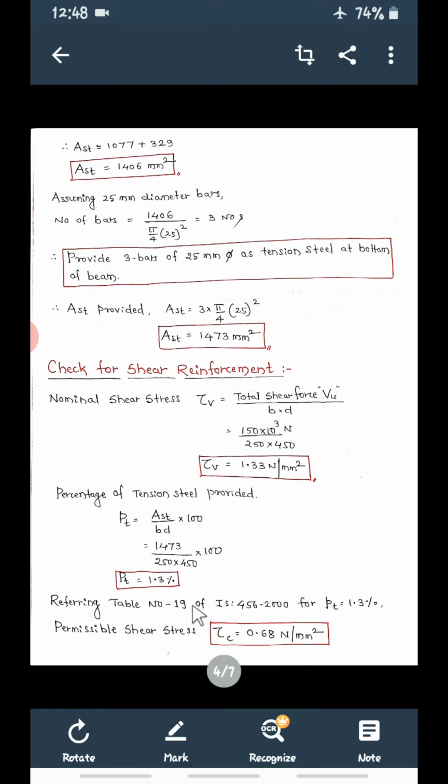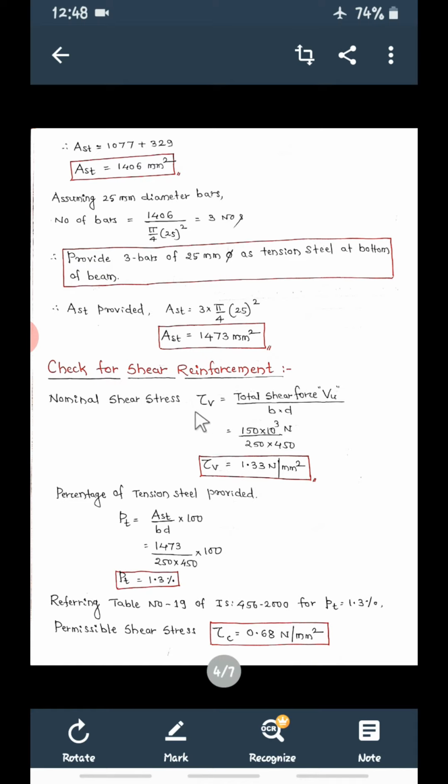Now referring to table number 19. Okay, I hope you still remember. Refer to table number 19 of the IS 456 2000 code book. Go to table number 19. There you can check for this PT value. PT value is 1.3%. What will be the permissible shear stress? Okay, permissible shear stress, this is tau C now. For this 1.3 percentage of PT, what will be tau C? This is 0.68 Newton per mm square. Okay, so this is tau c.